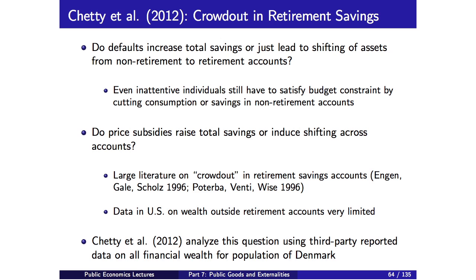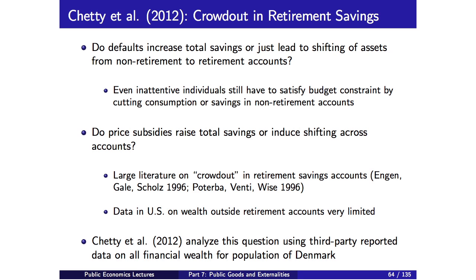So this evidence I've shown you on how defaults and price subsidies increase savings is confined to the retirement accounts themselves. But what you're really trying to do is raise the total amount that people save for retirement. And it's not at all clear from the evidence I just showed you that you succeed in accomplishing that goal. So in particular, defaults could just lead to a shifting of assets from non-retirement to retirement accounts, right?